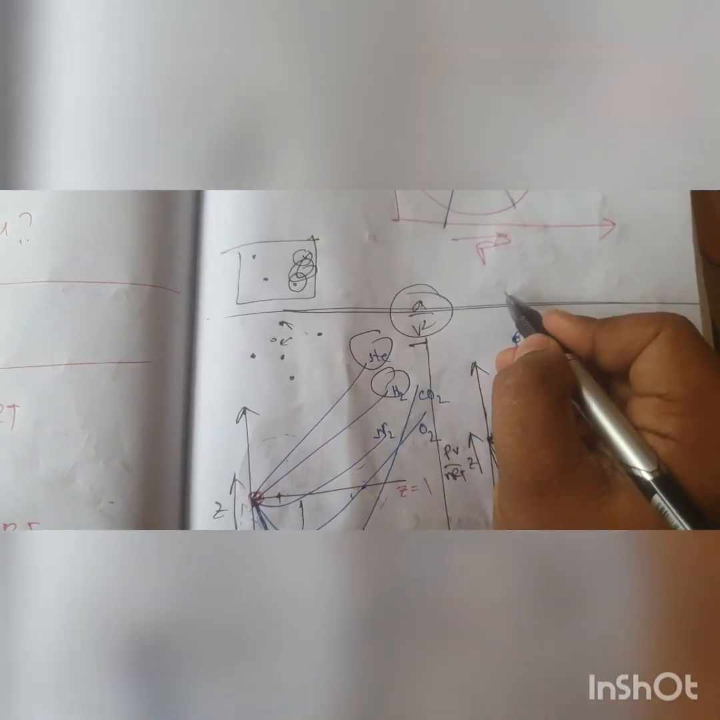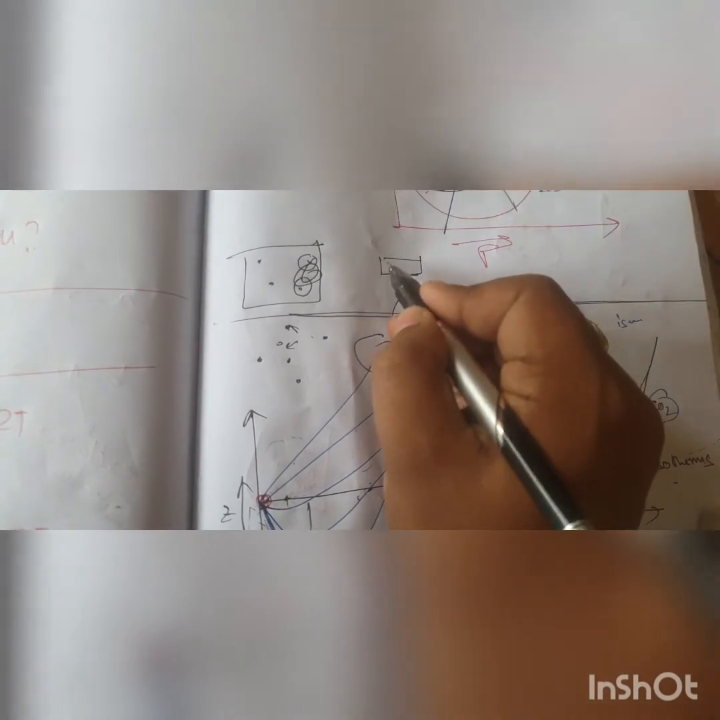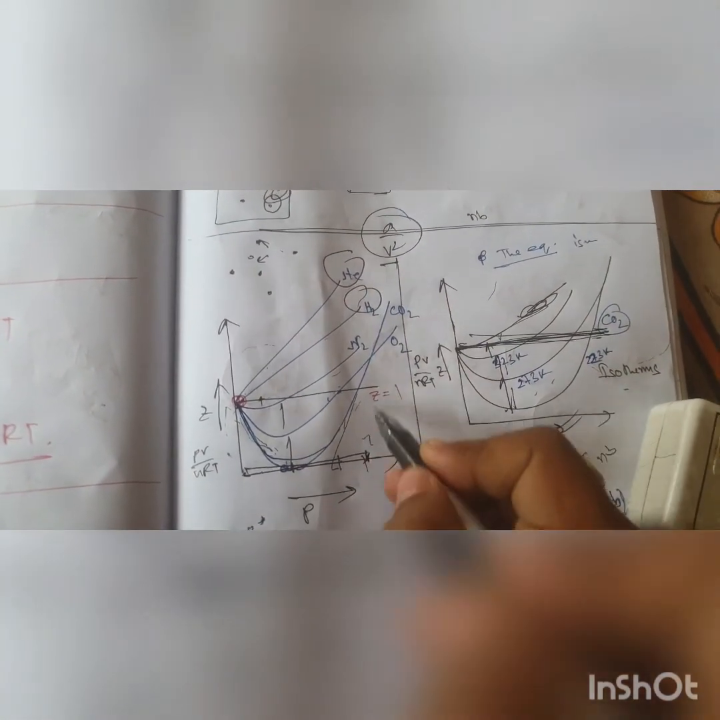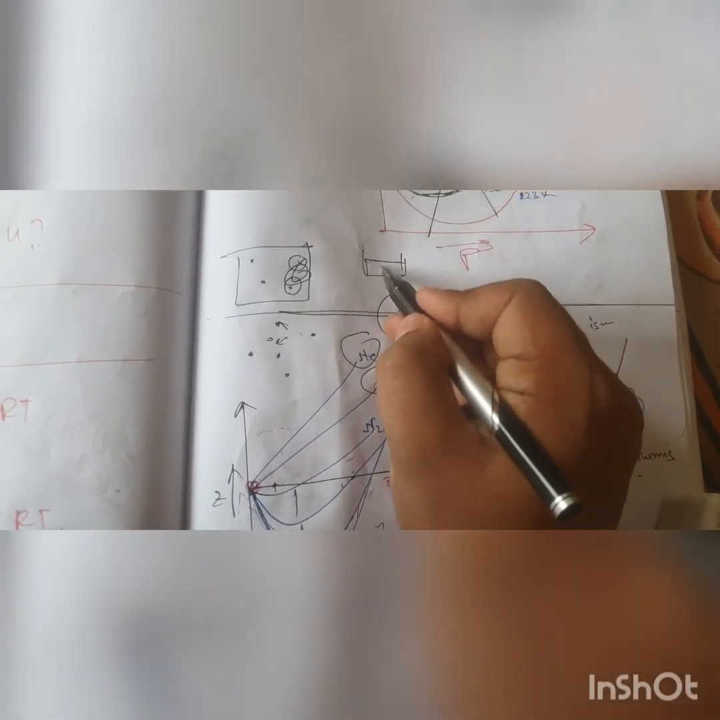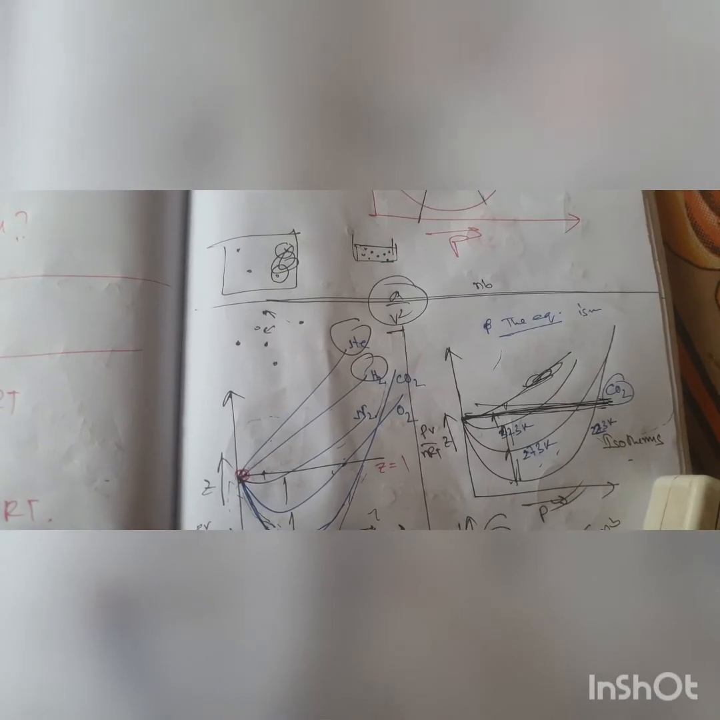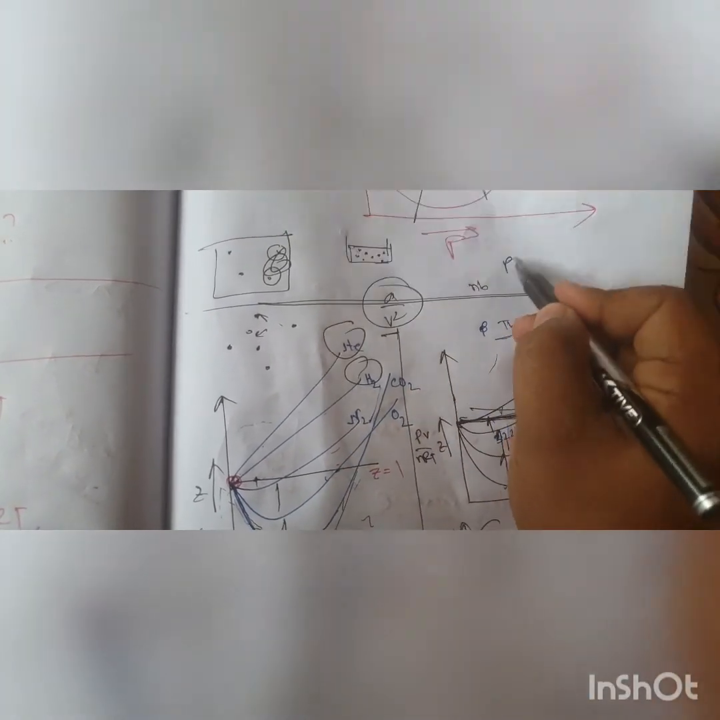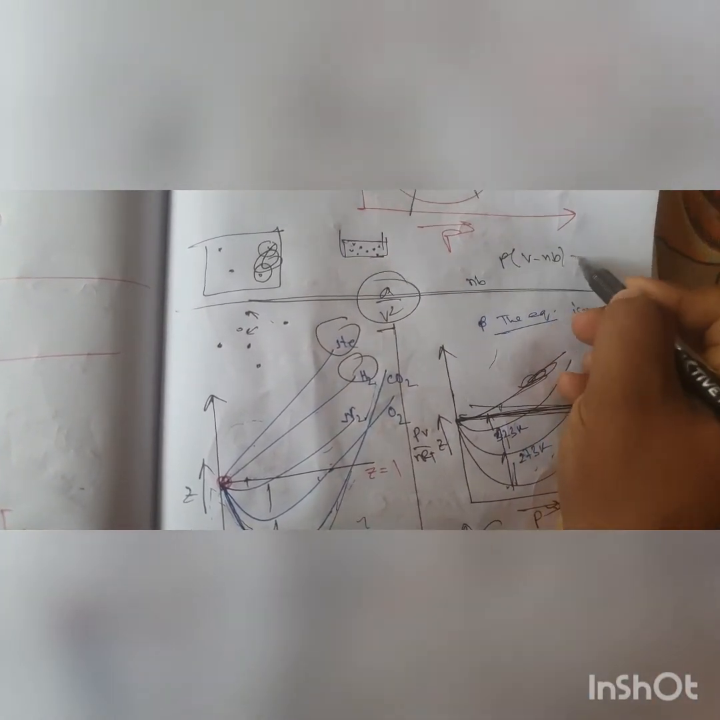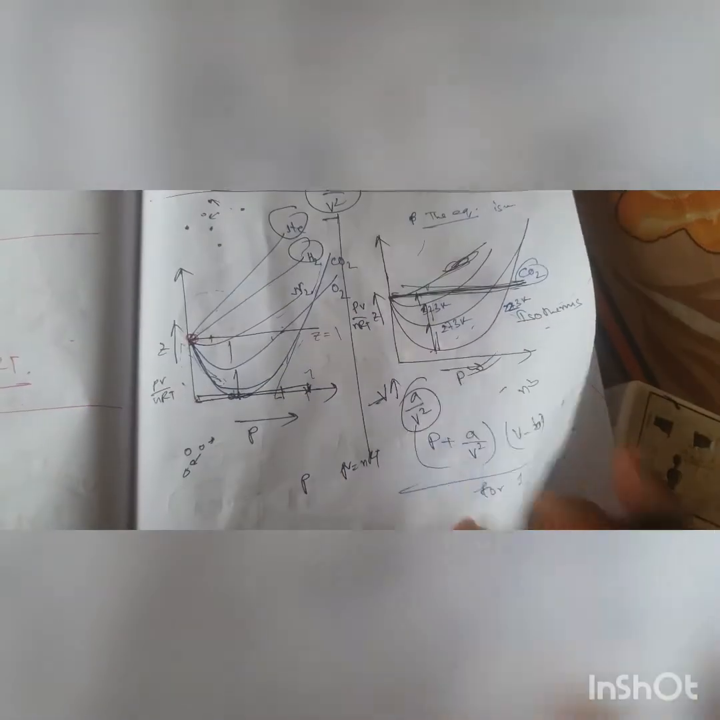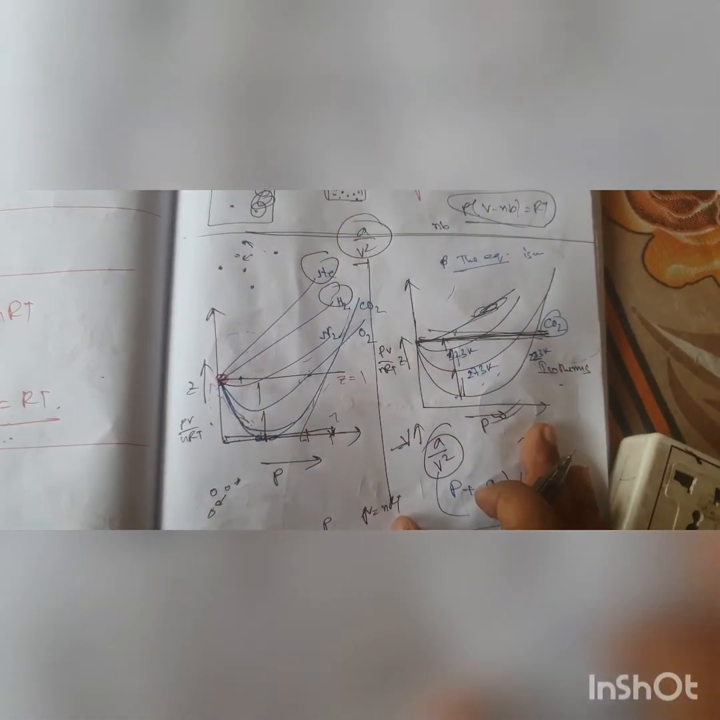However, the factor nb, at very low volumes and very high pressure, when the factor nb dominates, you cannot neglect it, since the many molecular volumes cannot be neglected. So the equation becomes P into (V minus nb) equals RT. From this, Z is always greater than 1. So that's why Z is greater than 1.